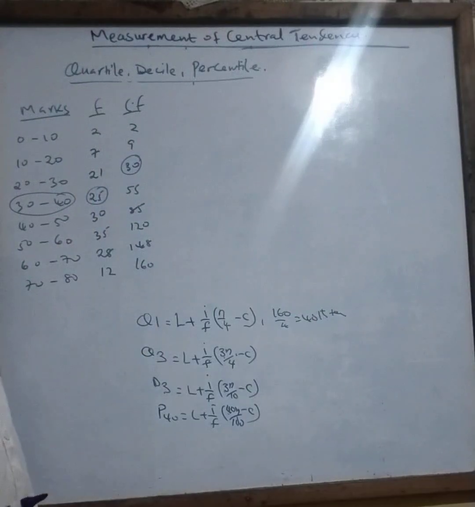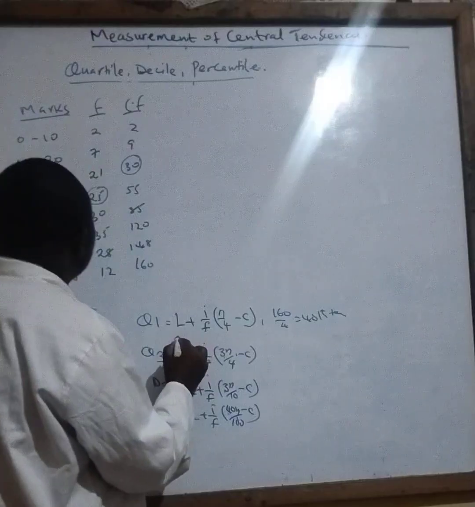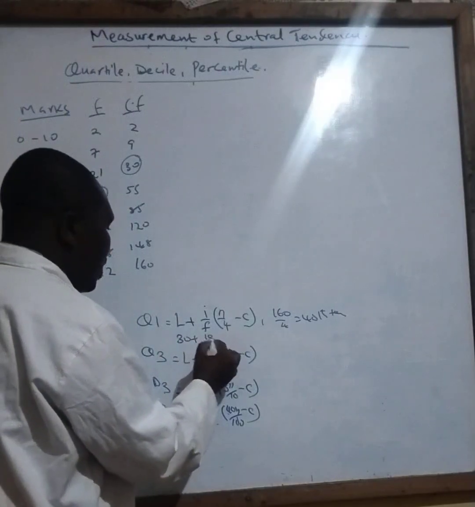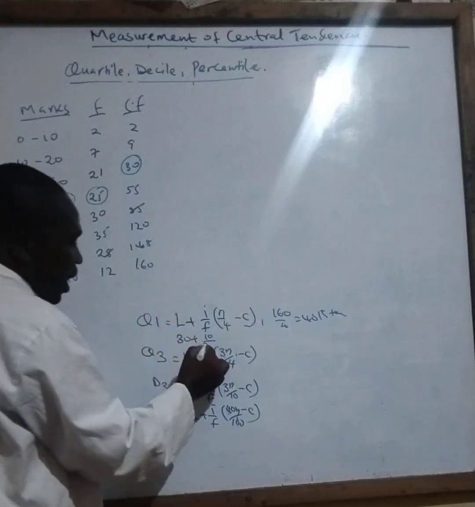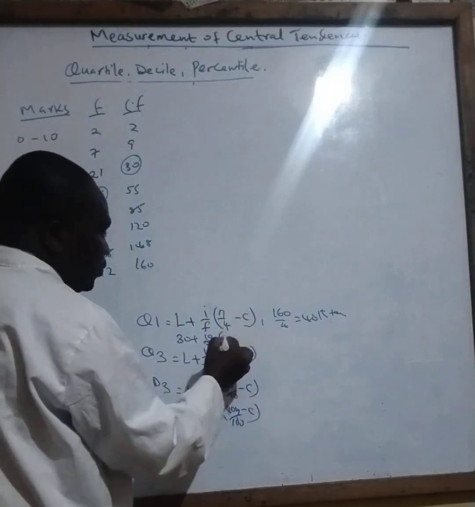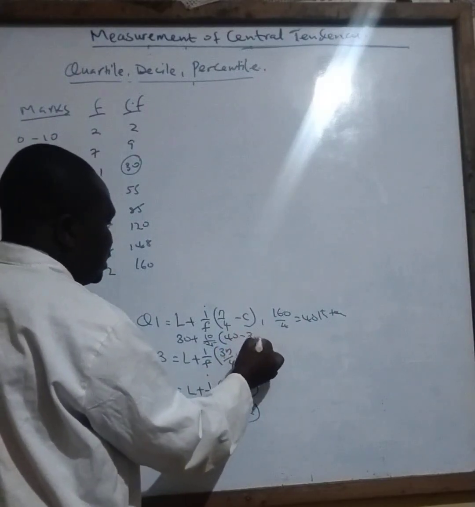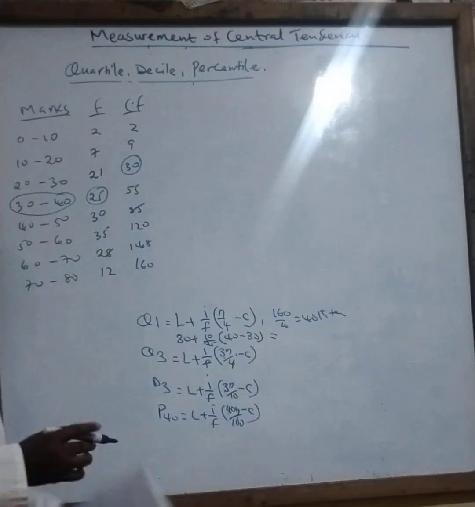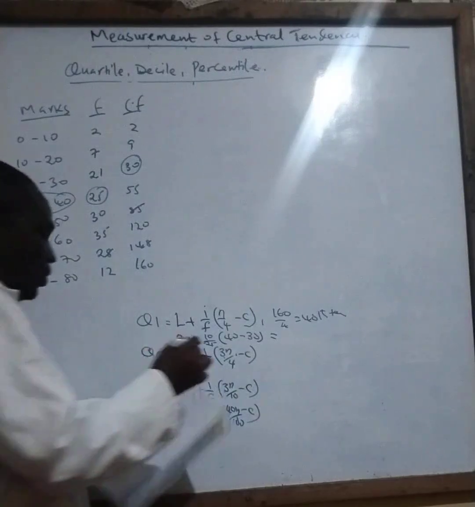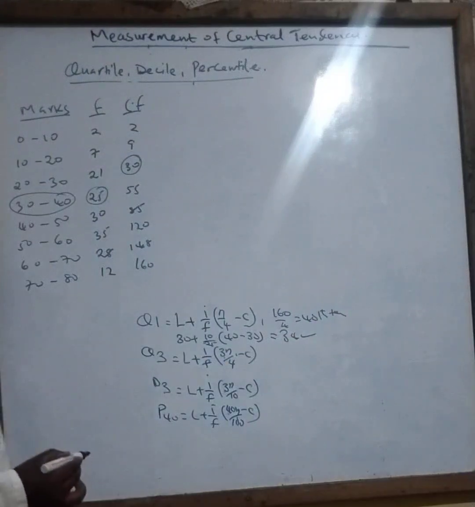Simple like that. Once you are through with this, then you come and substitute. Your L is what? 30 plus 10 over frequency 25, into brackets, N over 4 is 40th minus 30th. If you work out the substitution carefully, what is your answer, class? 34. You will get your 34. That is your answer.